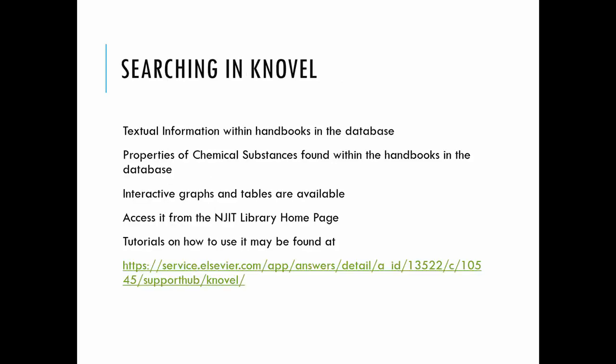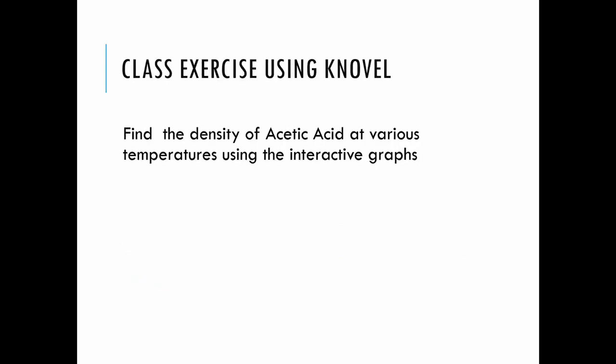Searching in Novel. You can also look for textual information. There are interactive graphs and tables, and you obviously can access it from the NJIT library homepage. There's a link here for tutorials on how to search it. It's very easy to use. I think today that the publishers of the databases are making their services user-friendly so students can learn how to use it very easily. So what I'm going to do here is a class exercise using Novel to find the density of acetic acid.